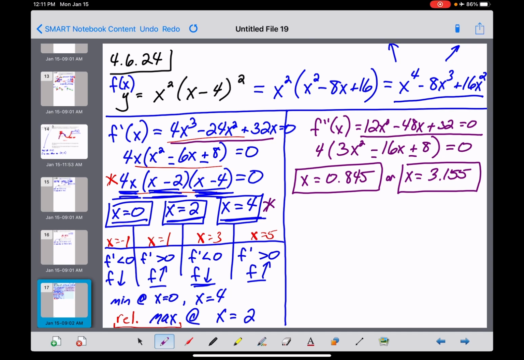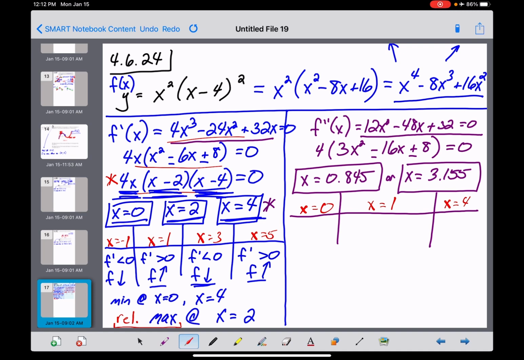Okay, so we now have 2 values here from the second derivative where it was equal to 0. So these we would call potential points of inflection. So let's pick some test values, guys. Something less than 0.845, we'll go with 0. In between the two, we'll go with 1. And greater than 3.155, we're going to go with 4.